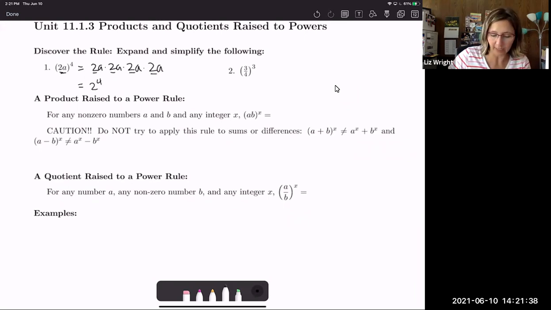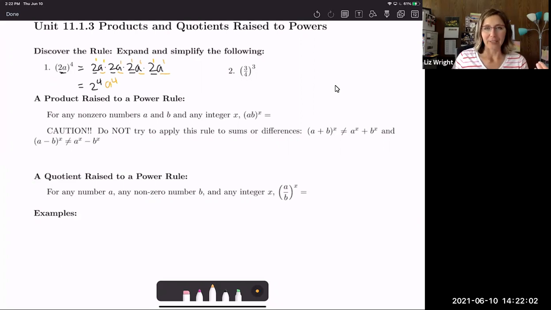How many a's do I have? I've also got 4 of them. And they're all just being multiplied. So I'm going to add those exponents just like what I would have done on the 2's as well. And so I'm going to have a to the fourth. So it's 2 to the fourth, a to the fourth. And again, if we were evaluating it, we would end up saying, well, what's 2 to the fourth? And that would be 16. But again, we're just figuring out the rule, so we don't have to do that.